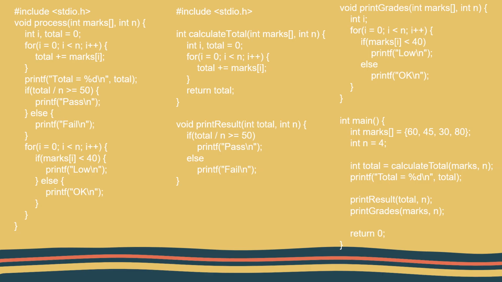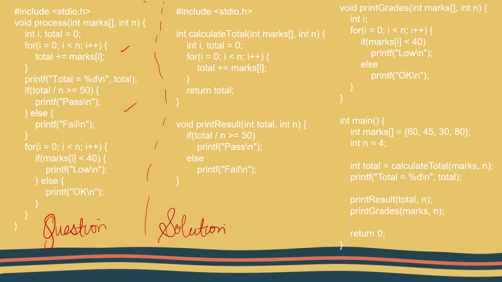Next, this is the question, and this is the solution. Now it is calculating the total marks, and then if your total divided by number of subjects is greater than 50, you pass. Then if your marks in any subject is less than 40, low, otherwise okay.